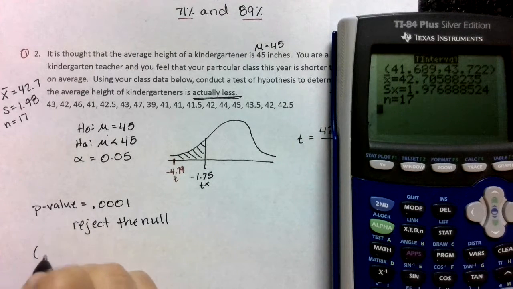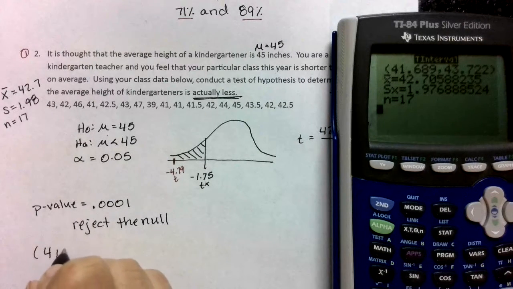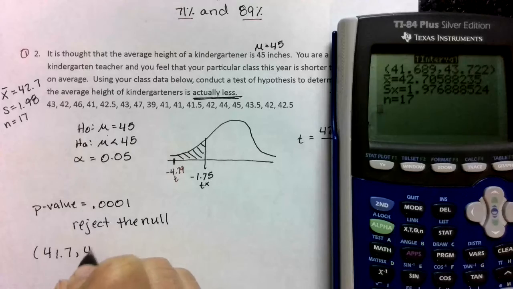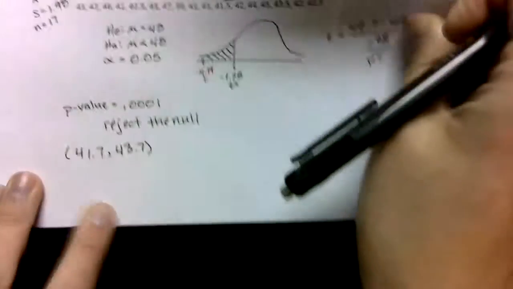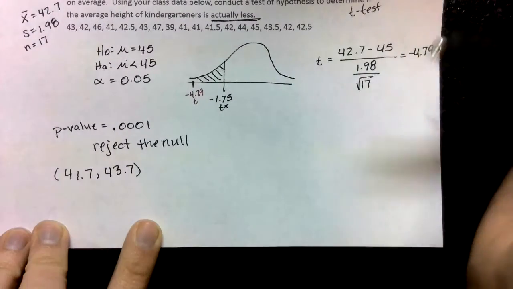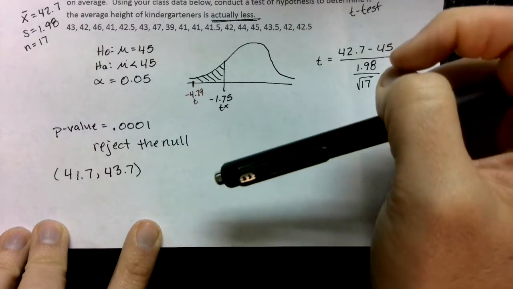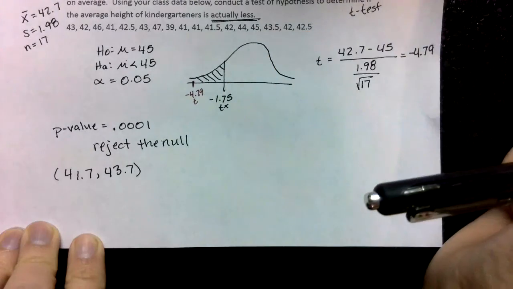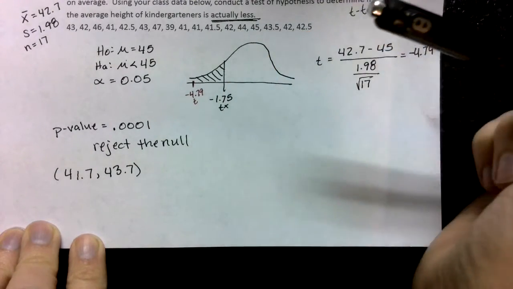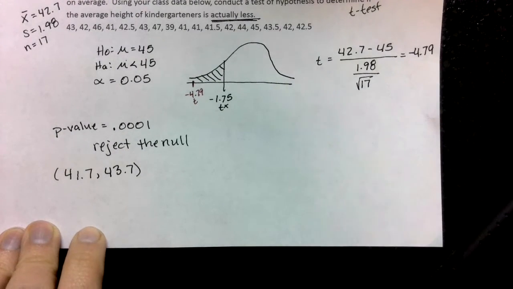But my confidence interval, I get 41.7 to 43.7. So my interpretation of this, I'm 95% confident that the actual mean height of kindergartners is between 41.7 and 43.7, which supports this decision because 45 is not in the interval.